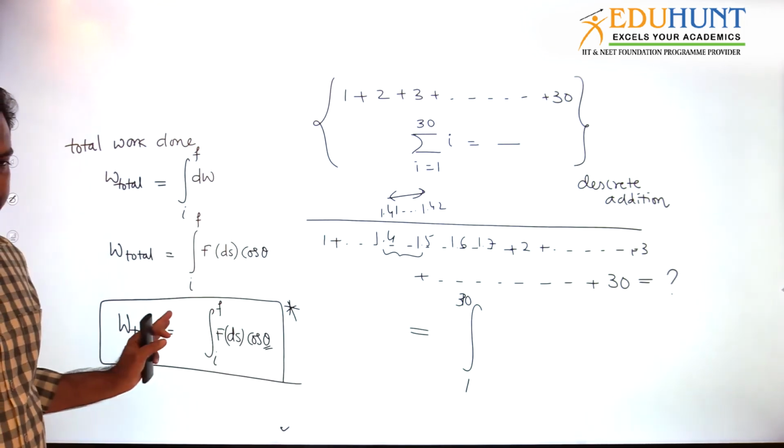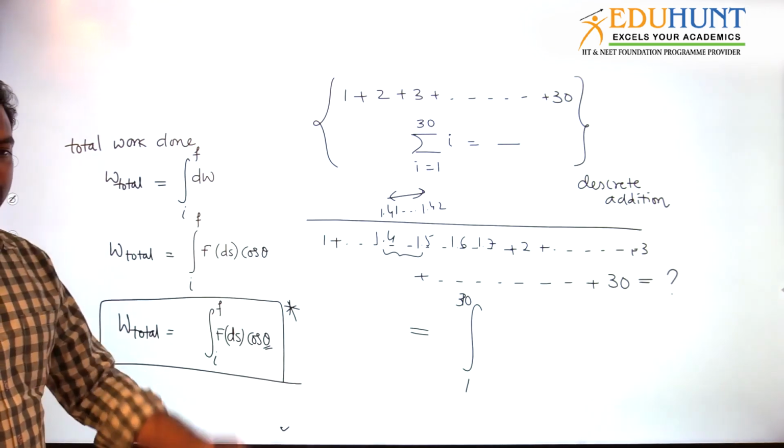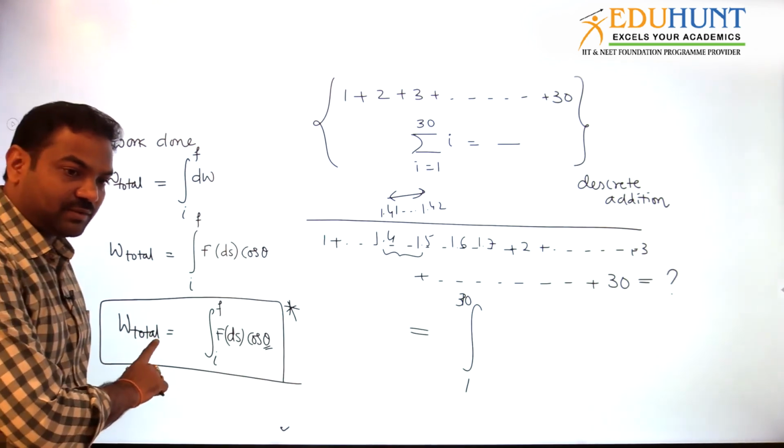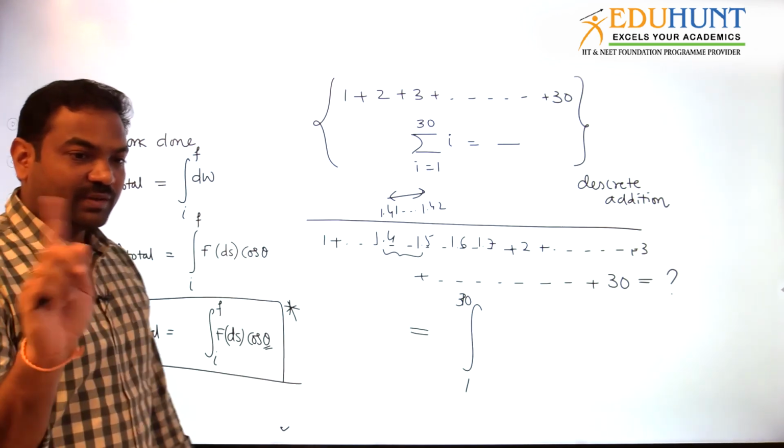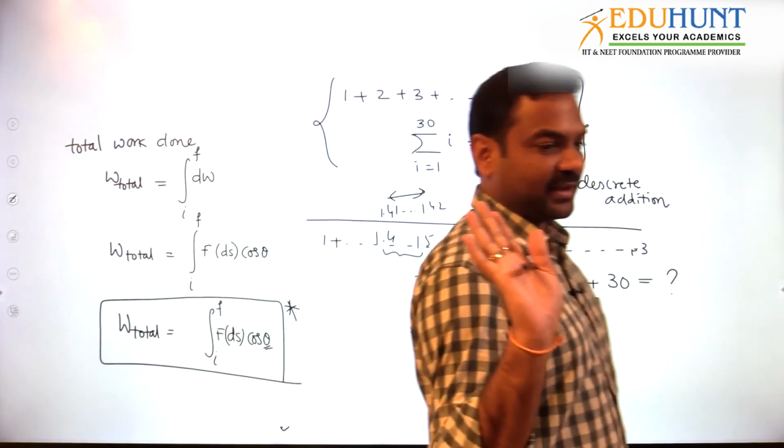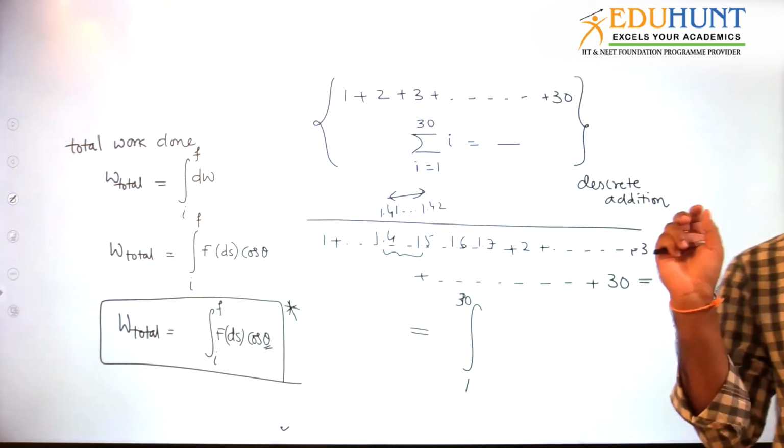So this is the formula, okay. Anywhere you can apply for work done. What is work done? This is total work done, but total work done is not defined. Small work done only we defined, a work done in small displacement only.